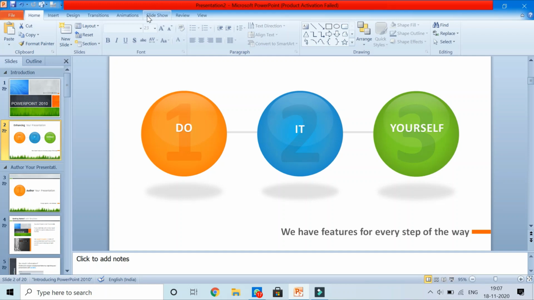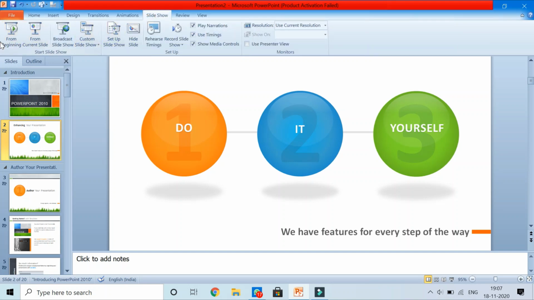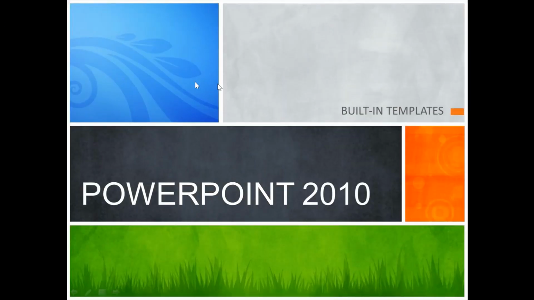Now you can do it from here also on the slideshow tab. You just click on the slideshow tab and there are many options here. Start slideshow group. So you can do it from the beginning. Now you click on the beginning. So here you can see whatever changes you have made.